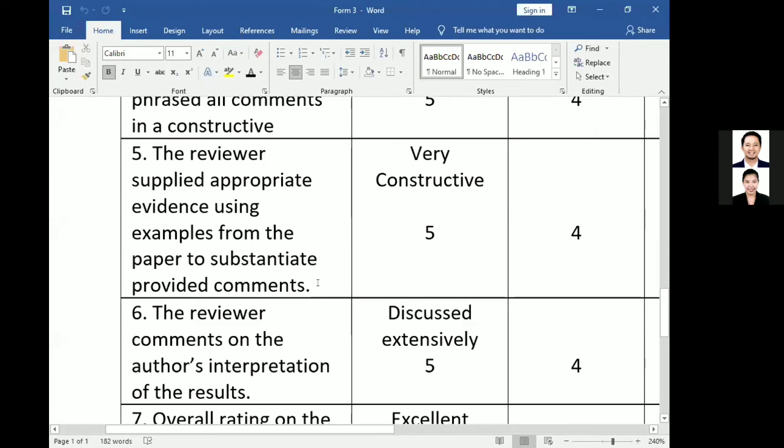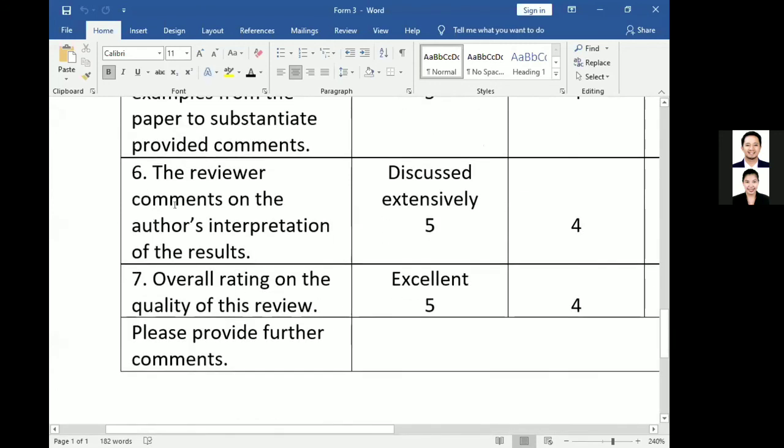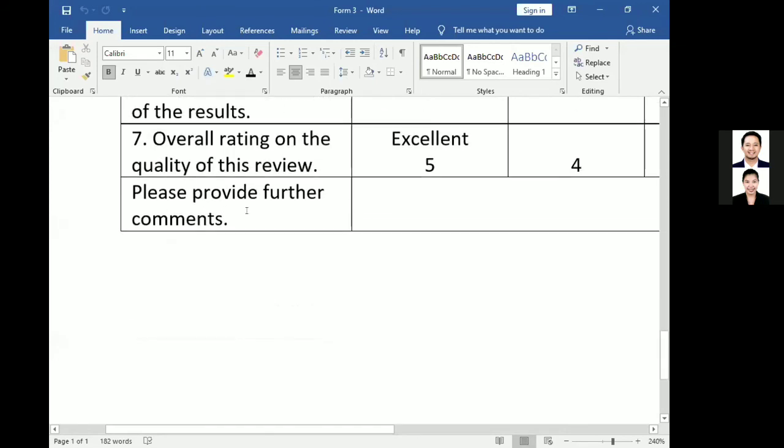In this case, this is very important because you will not only say it's bad, it's not written correctly, because you are expected to supply appropriate evidence. It may be a quotation from a certain study, a line or something like that. You need to supply it, okay? It will help the writer to substantiate and act on the comments that you provide. Number 6, the reviewer's comments on the author's interpretation of the results are also important. And then you will be graded with the overall rating of the quality of the review, and then further comments.